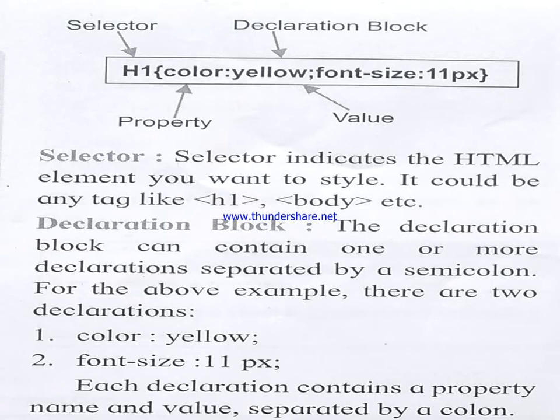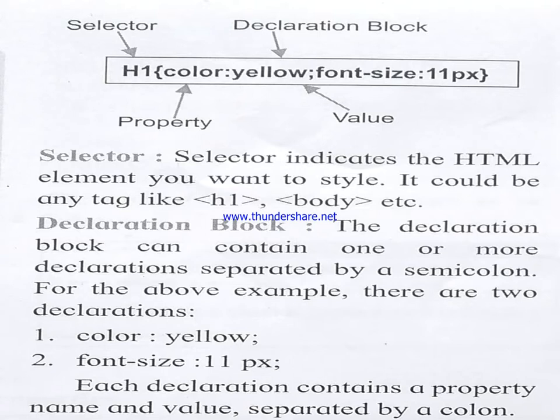While providing the CSS facility to any tag, you must write that tag excluding the angle brackets, and that tag is referred to as a selector. For example, take h1 given here, that is, h1 is a selector. We know that h1 is the highest level of heading tag. So here the selector is h1, that is a tag.